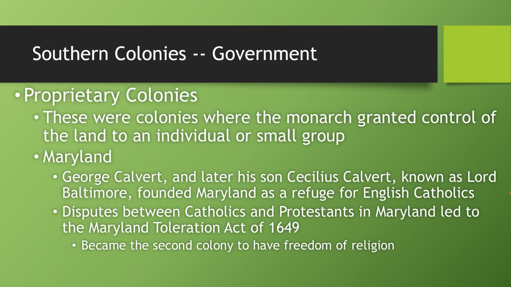Now, not just Catholics end up migrating to Maryland. Both Protestants and Catholics migrate there, and conflicts develop between the Catholics and the Protestants in Maryland, and that is going to lead to Maryland passing the Toleration Act of 1649. That Toleration Act made Maryland the second colony to have freedom of religion after Rhode Island.